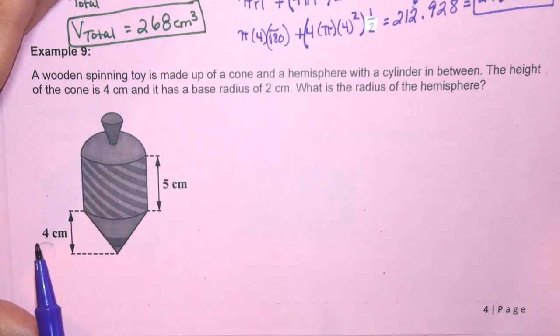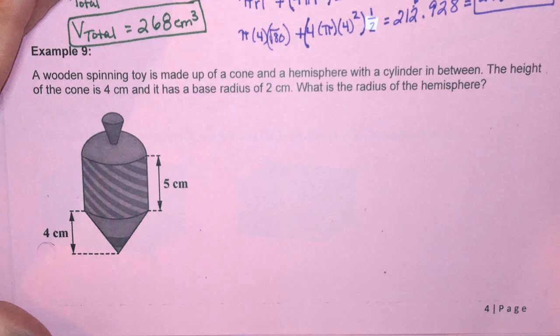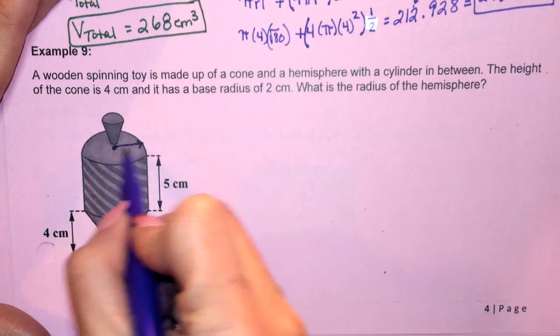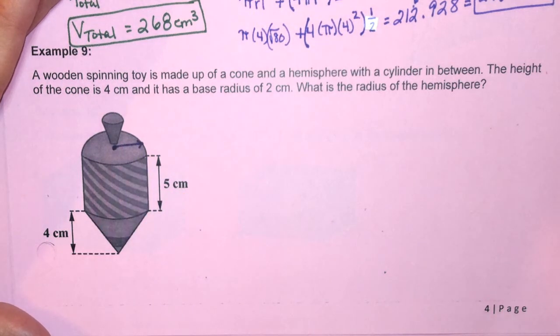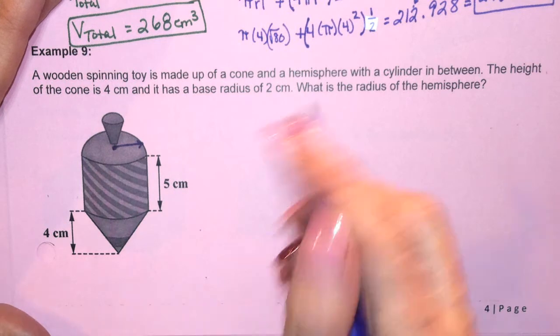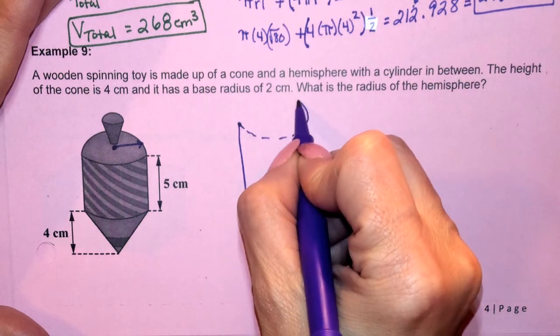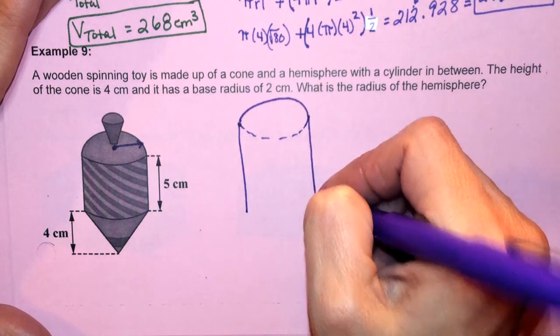Okay, a wooden spinning toy is made up of a cone and a hemisphere with a cylinder in between. All right, love geometry. The height of the cone is 4 centimeters and it has a base radius of 2 centimeters. What is the radius of the hemisphere? Oh, well, this one won't be too bad. A bunch of pictures here. I'm looking for this distance right here, the radius of the hemisphere. This is kind of just a look at one and tell. All right, so I'm going to start drawing, and I'm going to try to draw this around. Here's my cylinder.